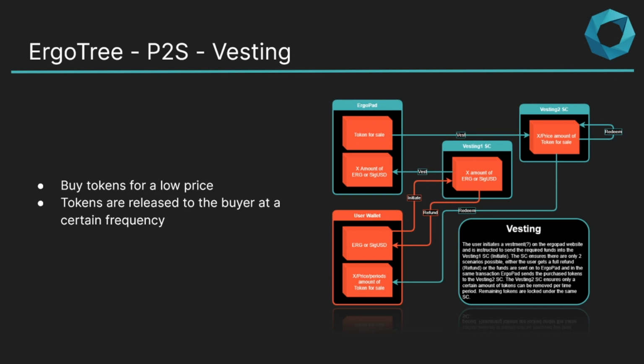The idea behind the contract is that the user gets a chance to buy into a project at a discounted price. The project gains early funding, but wants to prevent the early buyers from dumping onto the market as soon as the token goes live on, for example, ErgoDex. So the tokens are released to the user at a certain frequency, for example, once a month, to smooth out the impact on the market. How do we do that in ErgoScript?